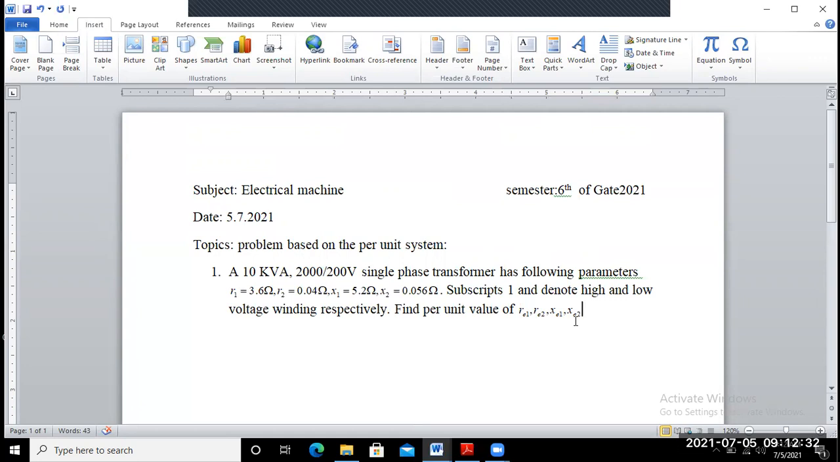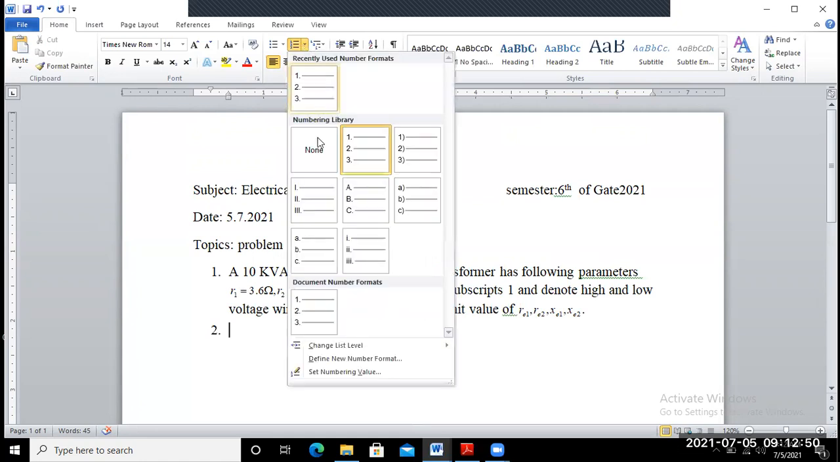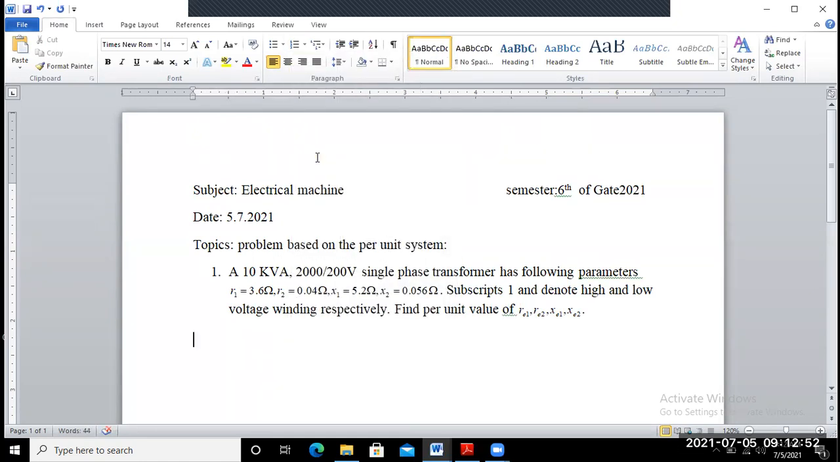So how can we proceed for this problem? Just try to solve this one. Either start with the high voltage side or maybe the low voltage side. That doesn't matter. So how can we approach the solution of this problem? Suppose we try to solve for the high voltage side.